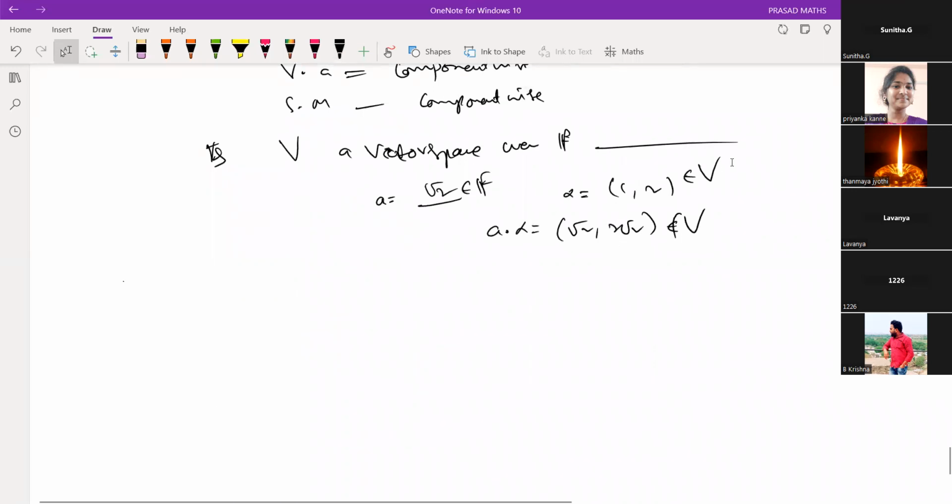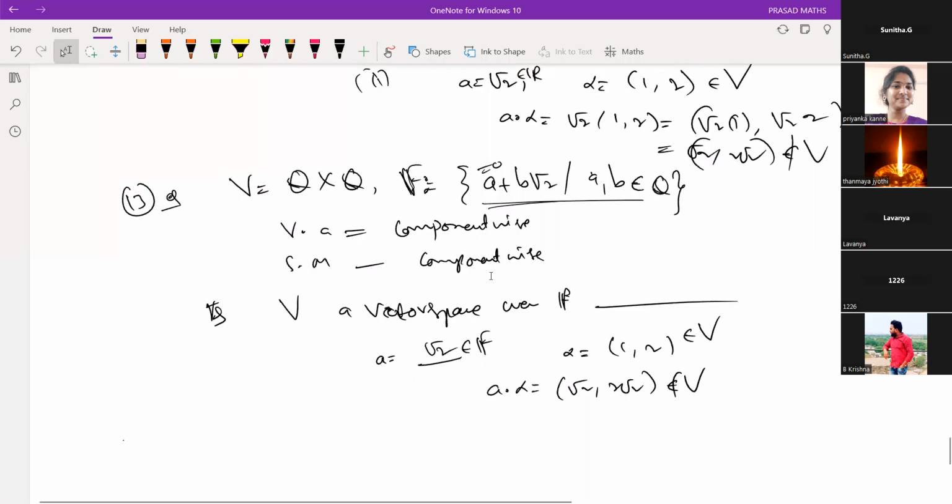Right? What you observe is that even though we have defined the vector addition and scalar multiplication in the usual way, it may not be a vector space. It depends upon the field also, whatever field you are choosing.